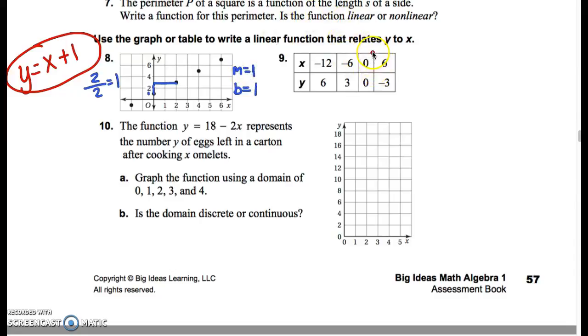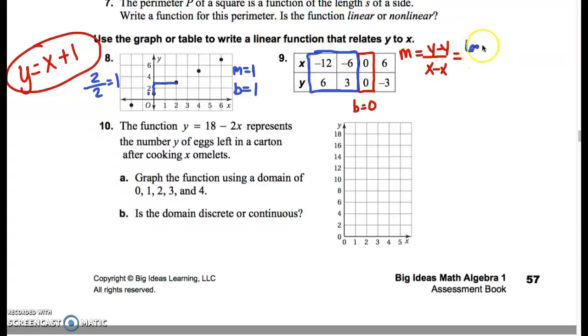But I do notice I want to point out this point right here, the point 0, 0. That's going to be your y-intercept because it would cross that y-axis right there at the origin at point 0. So the only thing we need to figure out for this one is your slope. So we did this earlier. Change in y's over change in x's. So I'm going to use, again, these first two right here.